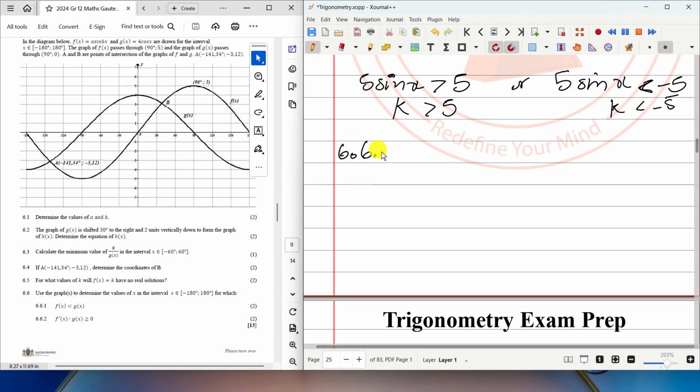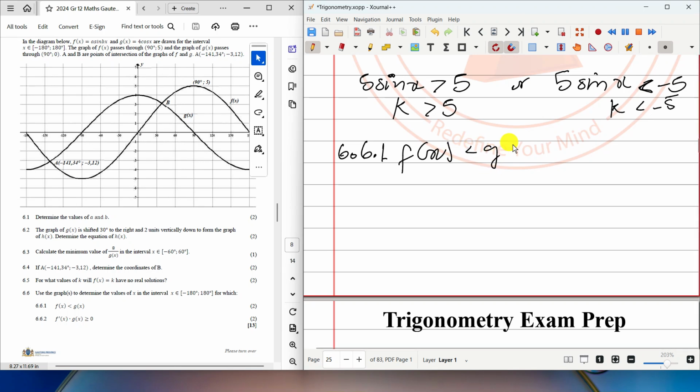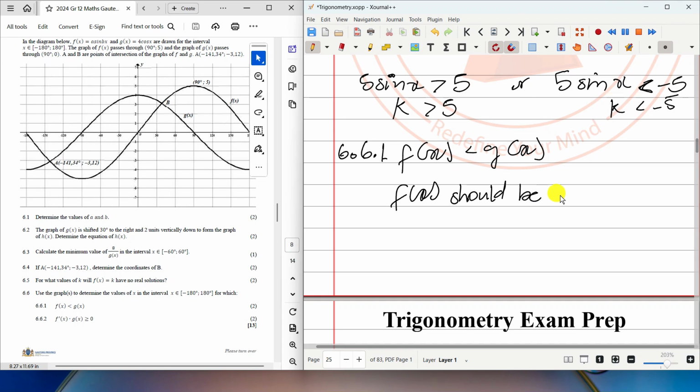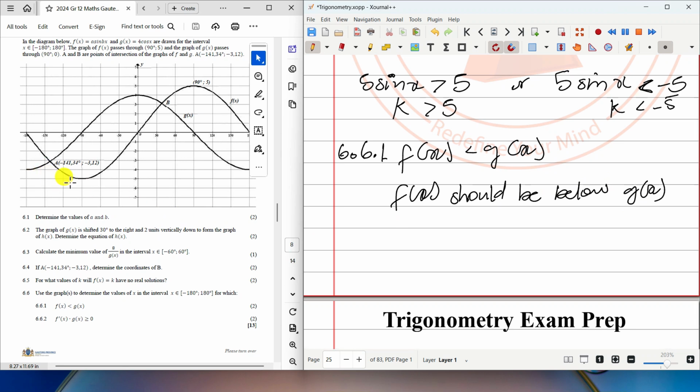I will show you, but 6.1 is easy. They say in this domain that we are given, f of x is less than g of x. When you look at this, we are saying f of x should be below g of x. Which region is that? So you now need to refer to or look at points of intersection. Okay, points of intersection will be a great start.